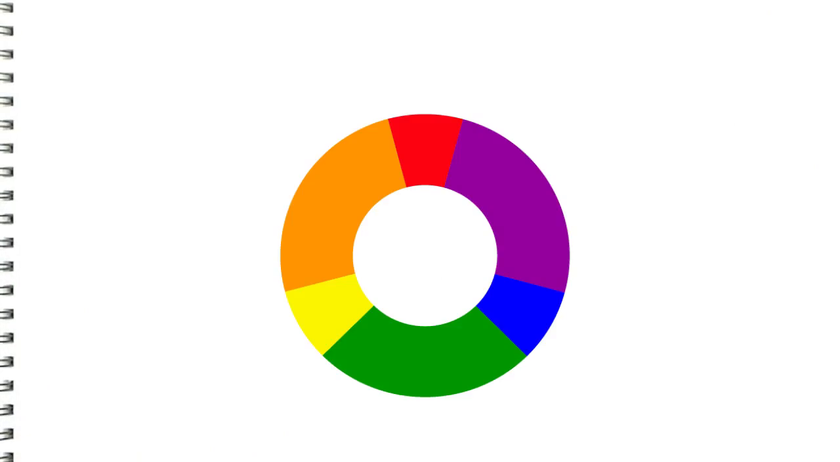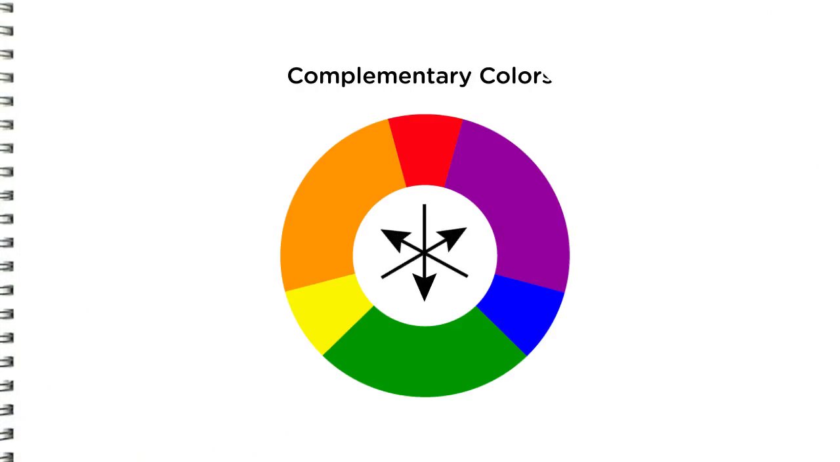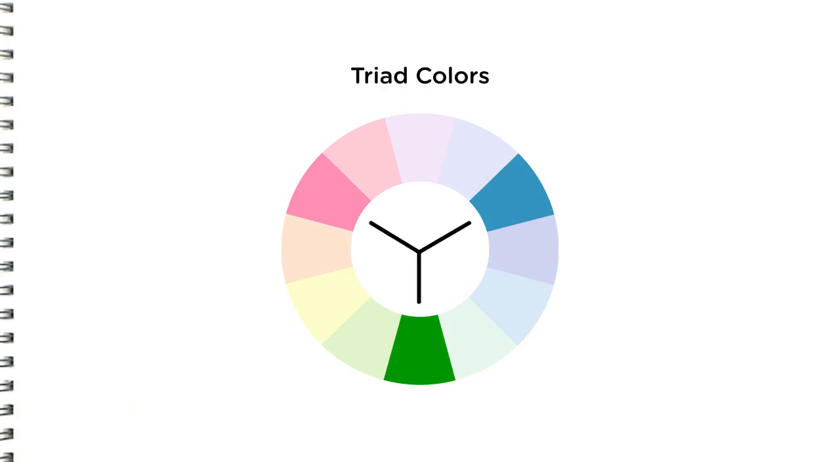On the color wheel, the colors that are directly opposite of each other are called complementary colors. Complementary colors are of the highest contrast from one another. If we're looking for a great color scheme, we might want to get a triad color combination. Triad colors are three colors of equal distance from one another on the color wheel. An example of this would be green, pink, and light blue.